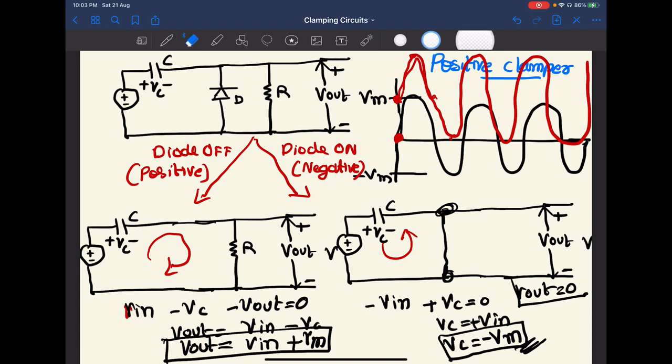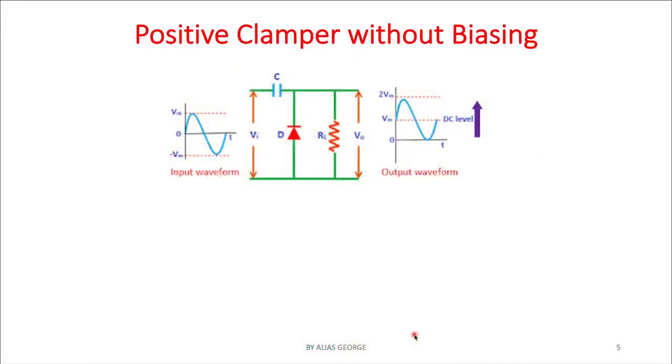From that we get the equation for V out, that is nothing but V in plus Vm. Using that equation, we plot our output waveform. So the result is it is shifted upward by a value of Vm. That is all for that. I hope that explanation is very useful. Everyone understood that, I think.